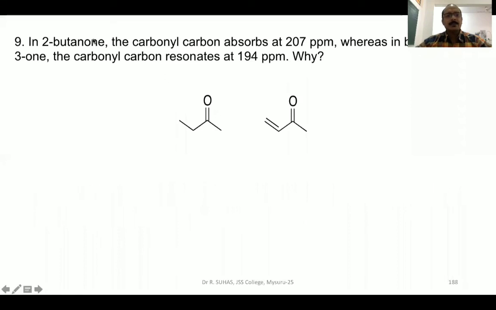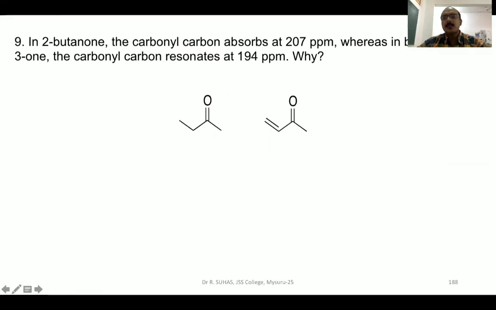The next problem: in 2-butanone, the carbonyl carbon absorbs at 207 ppm, whereas in but-1-en-3-one, the carbonyl carbon resonates at 194 ppm. Why? When such a question is asked, first you should write the structures of the compounds. One is 2-butanone, so but, that is the base, 4 carbon atoms. At the second position, you should put a carbonyl group. So 1, 2, 3, 4, 4 carbon atoms. So this is butane. At the second position, if you put one, this becomes 2-butanone.